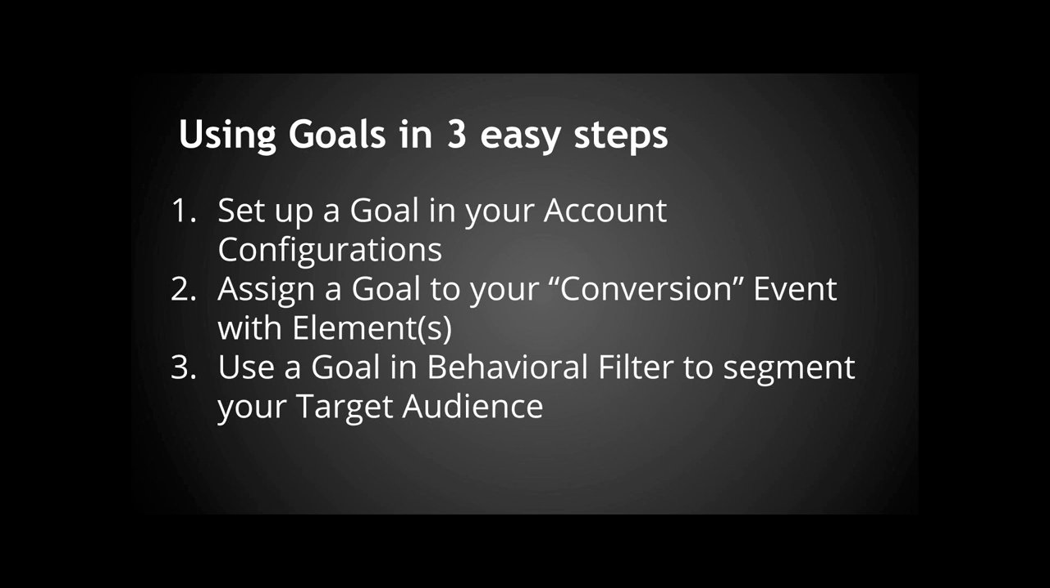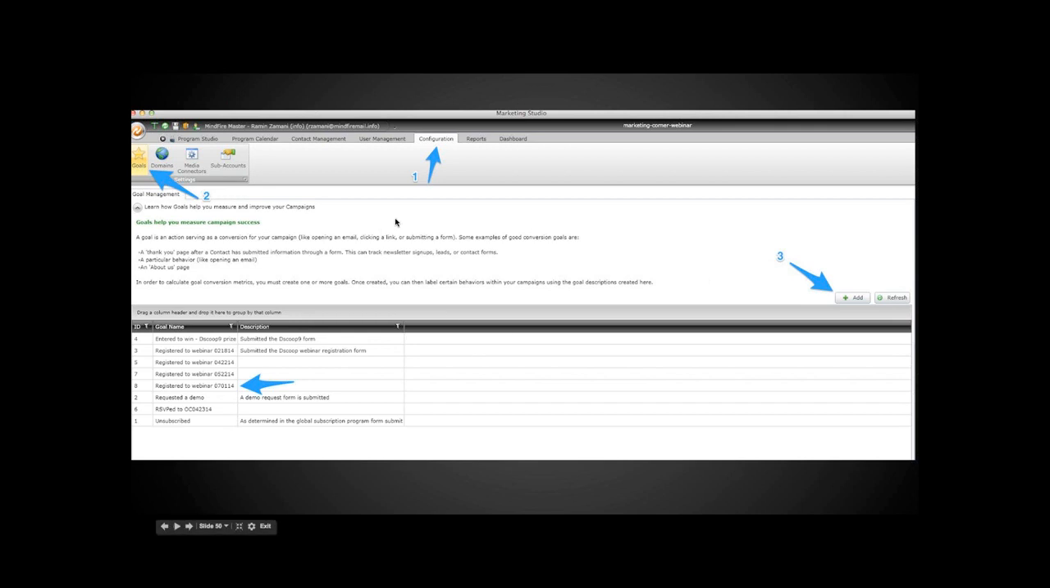To create goals, you just need to go to your configuration tab in your account, and I'm going to show you some screenshots here. You assign the goal to your key events. I'm calling them conversion events, whatever that is interesting for your campaign to measure. And then you use that goal in the behavioral filter to segment your target audience. So let's see how it's done. This is the configuration tab. Goals can be used across all programs. So it is at the account level that you set them up.